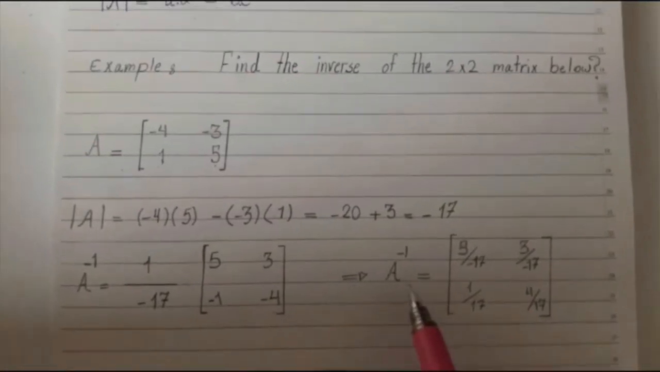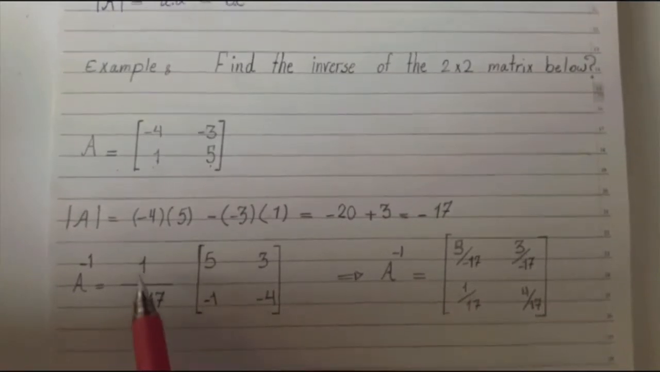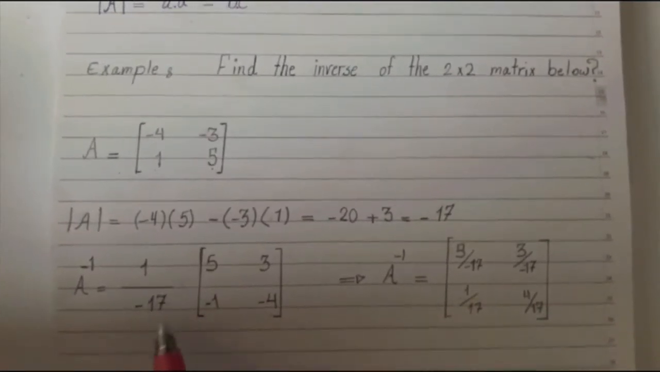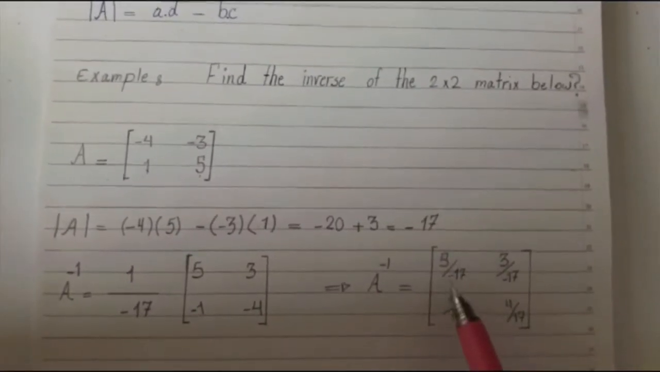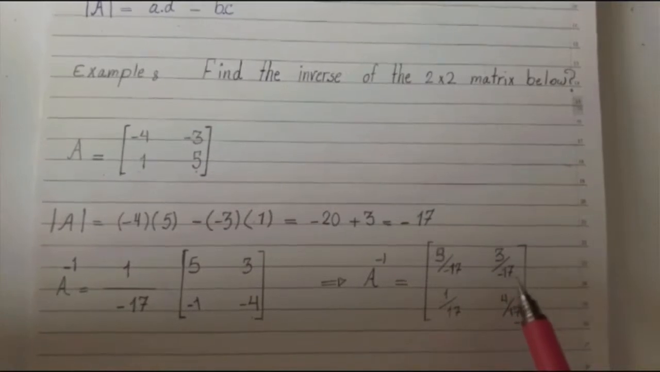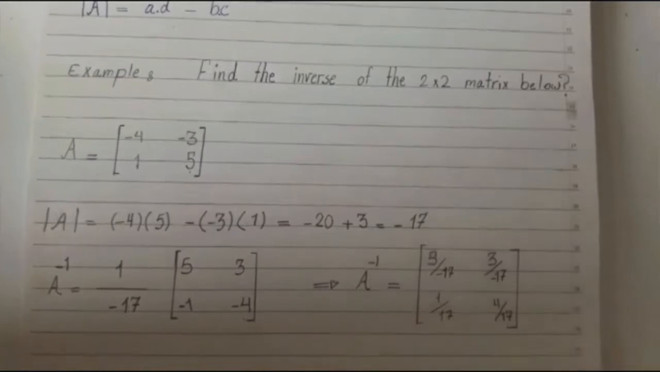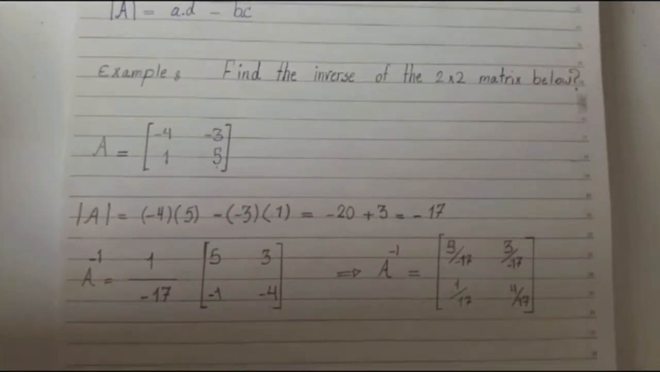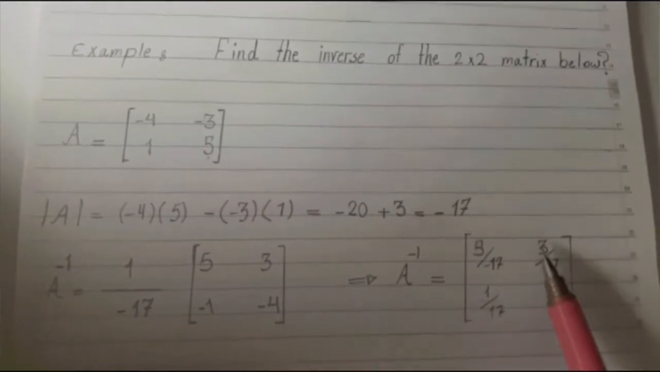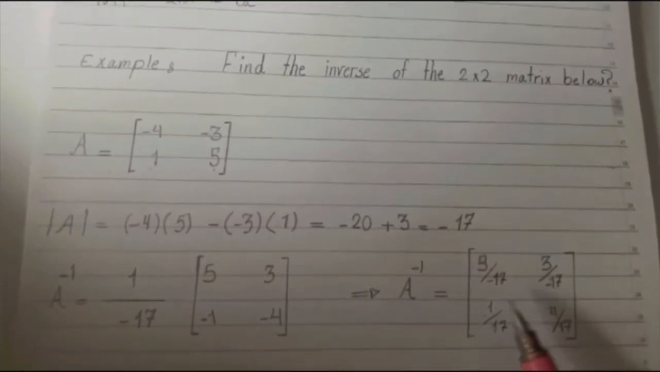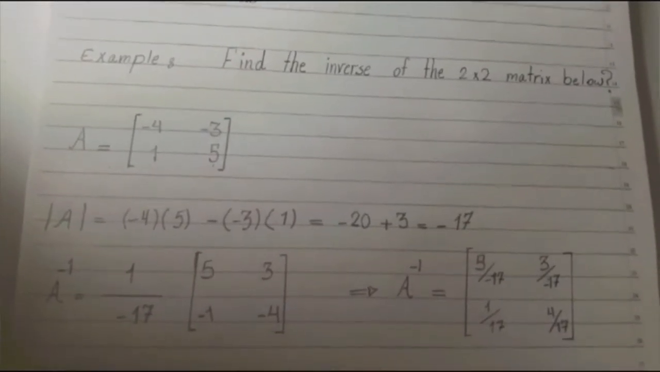And you can also write it like this and multiply 1 over negative 17 with your matrix. So you have 5 over negative 17, 3 over negative 17, 1 over negative 17, and 4 over negative 17. So you have 5 over negative 17, 3 over negative 17, 1 over 17, and 4 over 17.